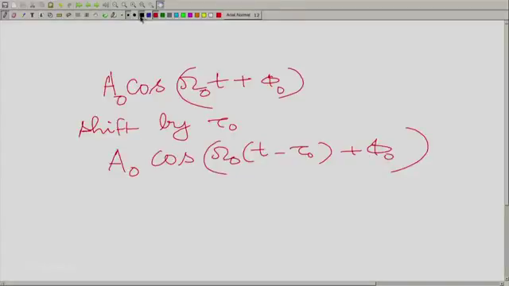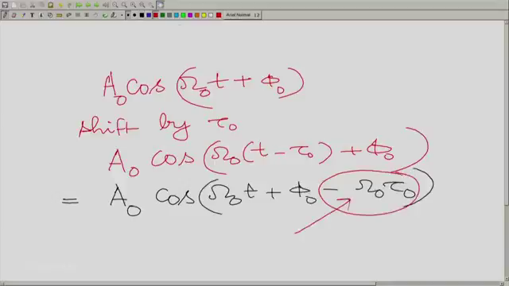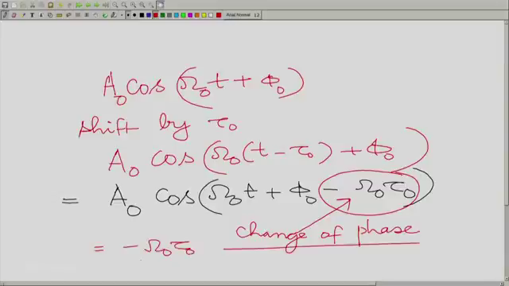And now we can identify the change of phase here. So, I rewrite this as a naught cos of omega naught t plus phi naught minus omega naught tau naught, and pull out this part as the change of phase. The change of phase is minus omega naught tau naught. As you notice, this change of phase is linear in frequency omega naught. So, if I want all frequencies to be shifted by the same time, I need a phase change which is proportional to the frequency. That is why linear phase has an association with shifting the entire signal by the same time shift.